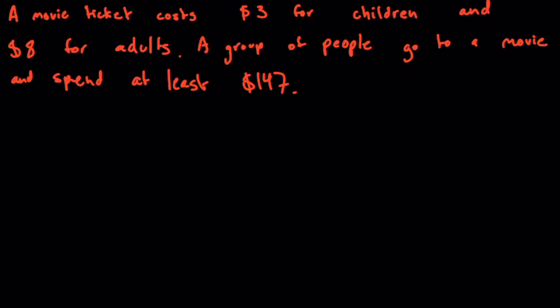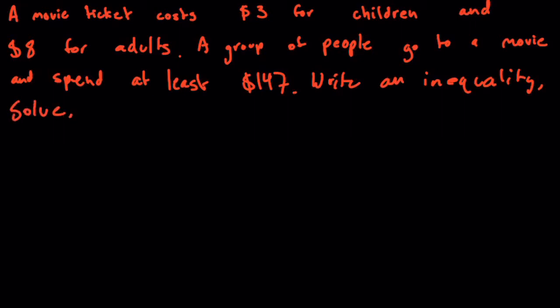So here's the very basic version of this form of question, and it reads: a movie ticket costs $3 for children and $8 for adults. A group of people go to a movie and spend at least $147. So we're gonna write an inequality, and then we're gonna solve.